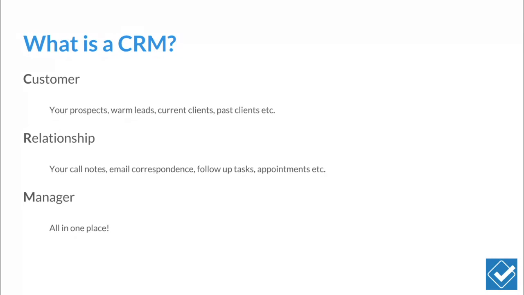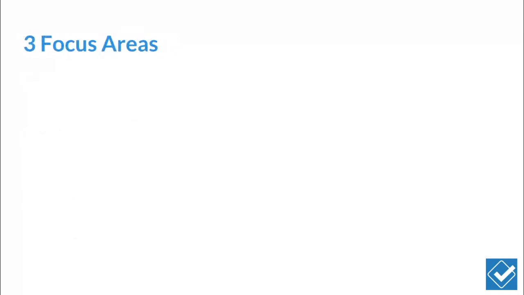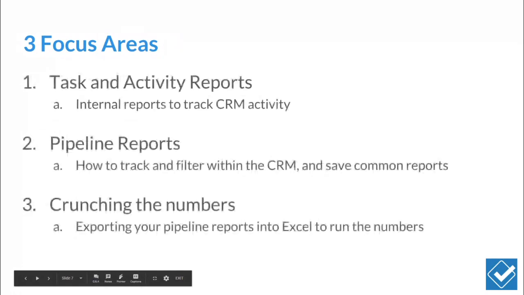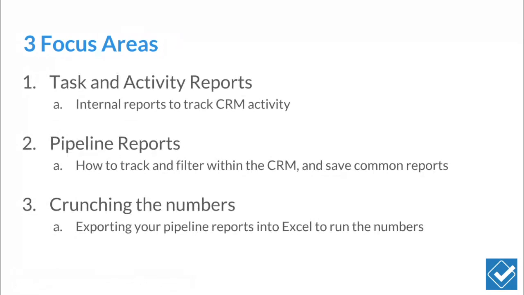This webinar specifically is going to focus on 3 areas with regards to reports in the system. These 3 areas are, first of all, how to make use of internal reports to track your users' activity, like task and activity reports. Second of all, how to use and save your pipeline reports internally by filtering to see what you currently have moving through your workflows. And finally, I'm going to talk a little bit more about how to pull more data from your pipeline report by exporting it out into an Excel spreadsheet.